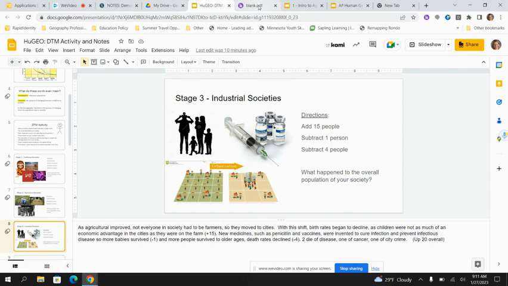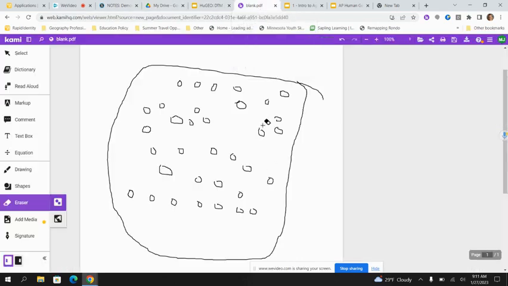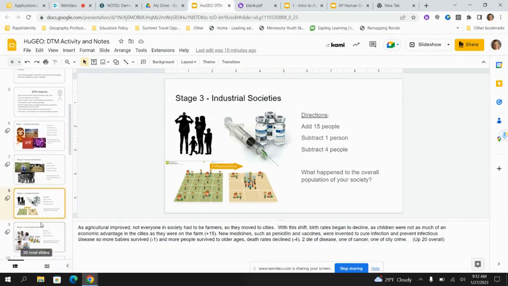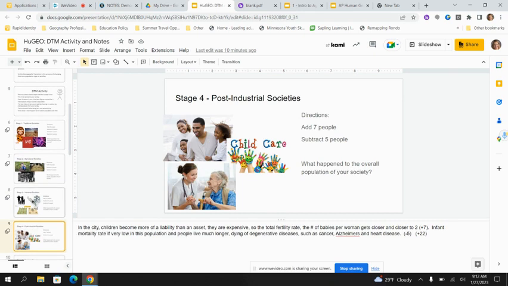As people move to cities, there's more crime in cities. So we do have people who are dying every year. But you'll notice that this community has really, really grown because there are still a lot of children being born, even though it's not quite as many as before. But the death rate is pretty low. And so that's a positive thing, right? But in general, that is going to cause populations to boom, to really, really blow up. So in the city, more children become a liability than an asset.